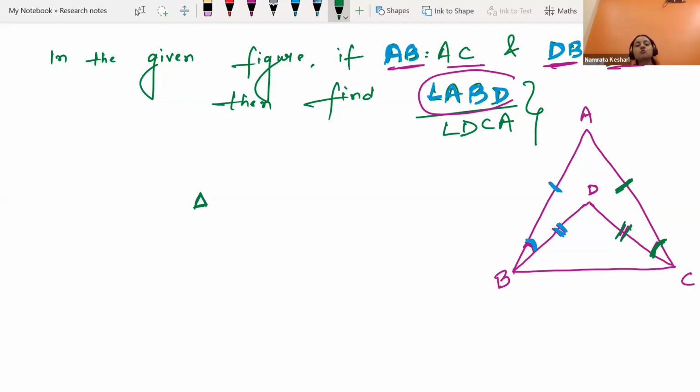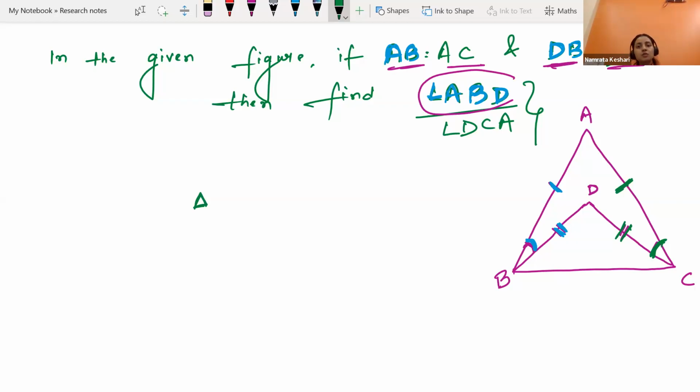You must choose two such triangles where the sides which are given are AB and AC. One of the triangles must have side AB, another triangle must have side AC. You need to search two such triangles from the given figure. One of the triangles must have side DB and another triangle must have side DC. Again I am repeating, you need to search two such triangles from the given figure so that one of the triangles must have angle ABD and another triangle must have angle DCA.